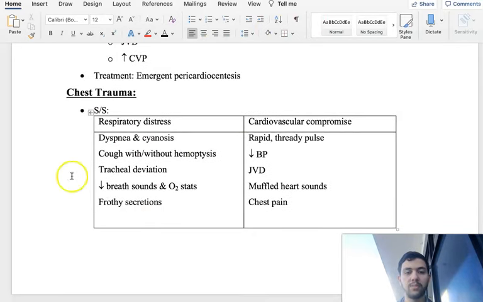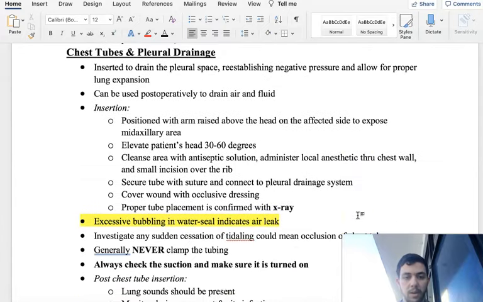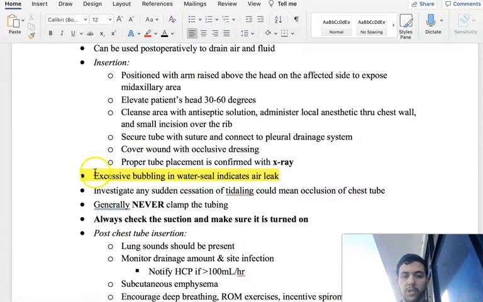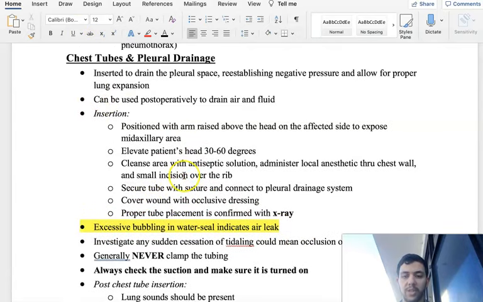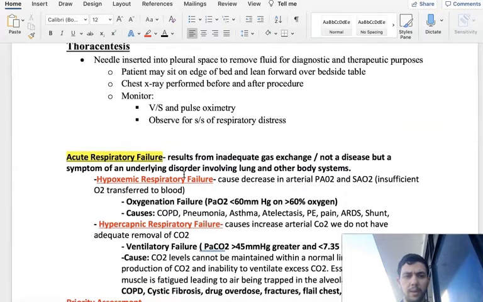Here's some, like if you have a chest trauma, I've said that before earlier. I'm just putting it out there just in case you guys need it. Watch out for excessive bubbling in the water seal if you have a chest tube. And that's pretty much it.